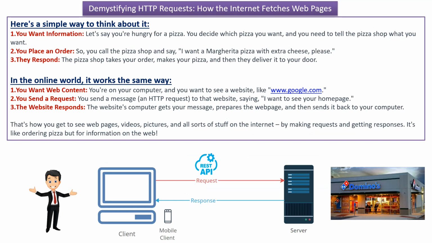Here is a simple way to think about HTTP request. Step 1 is you want information. Let's say you are hungry for pizza. You decide which pizza you want and you need to tell the pizza shop what you want. Step 2 is you place an order. So you call the pizza shop and say, I want margherita pizza with extra cheese please.